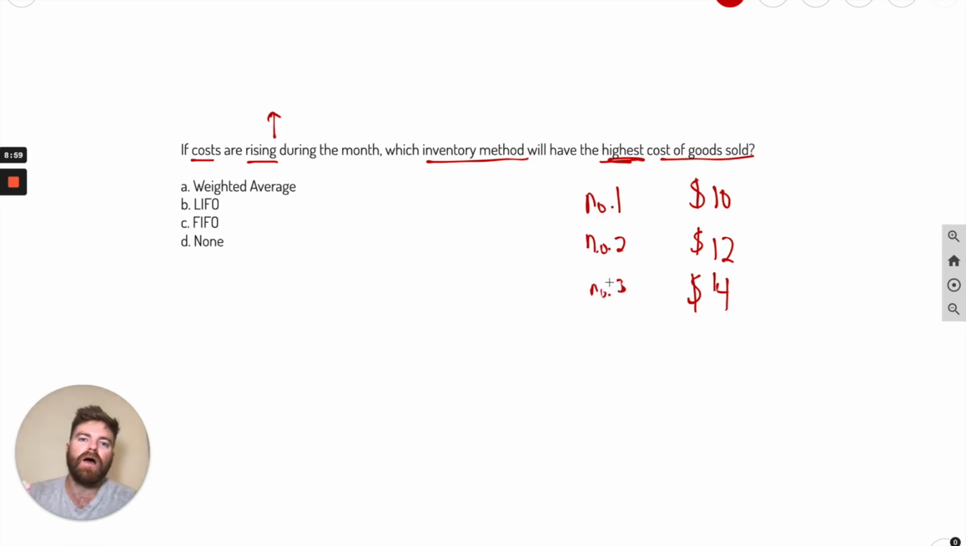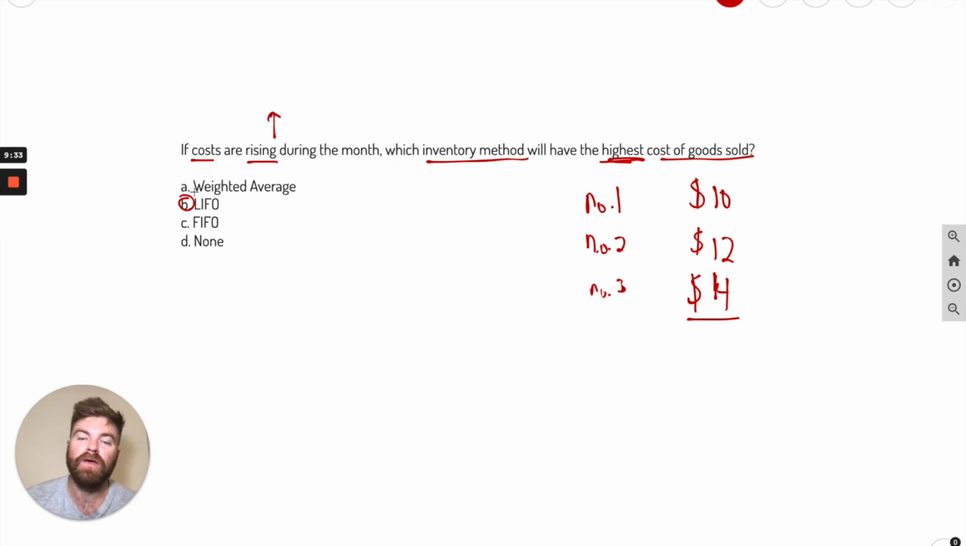If it's going up, what would have the higher cost of goods sold? Well, let's think about it. If costs are going up, the most recent purchases will be the most, right? Because it's going up. And so what method takes the most recent purchases and assigns it to cost of goods sold? Most recent or last, the last ones they got, right? The most recent is the highest number, so that means that cost of goods sold was assigned to LIFO.